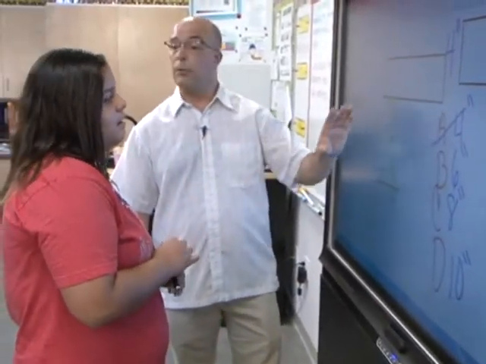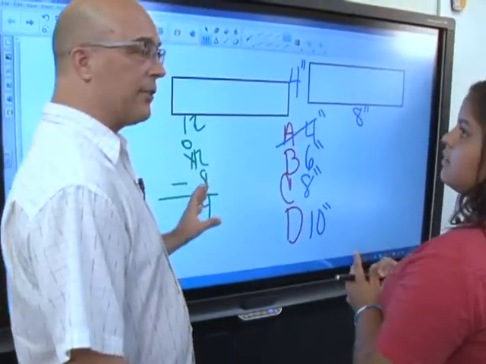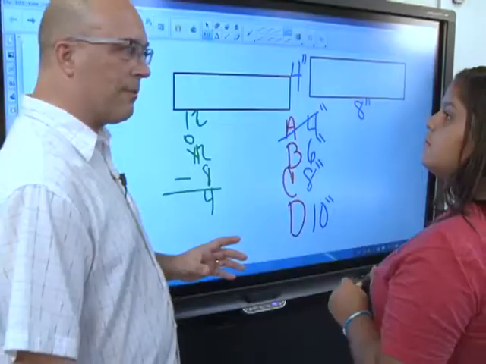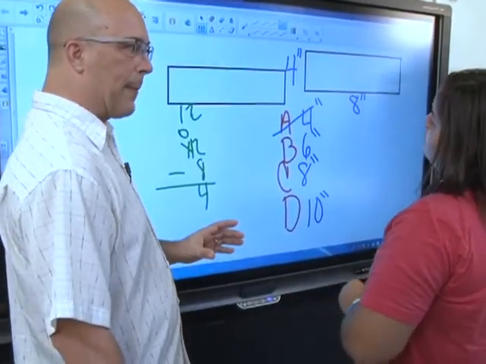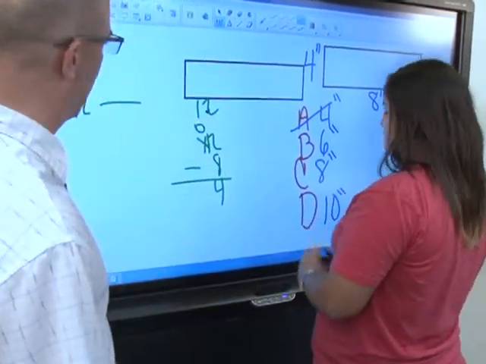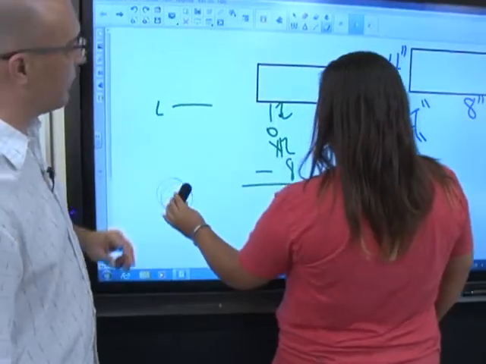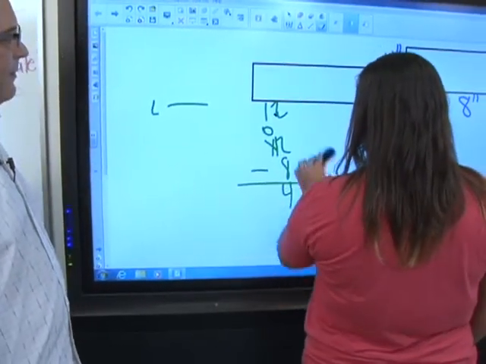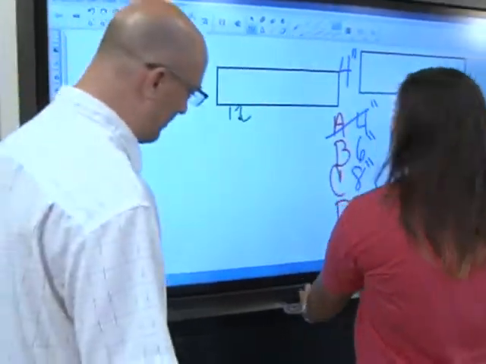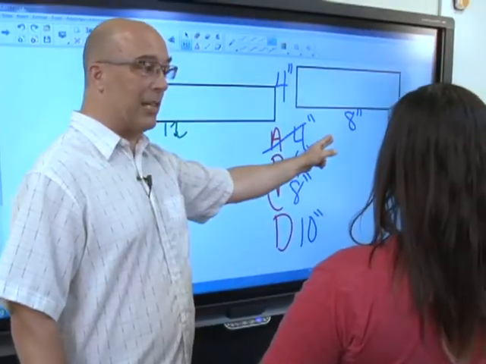Another way to do it is instead of just going one by one, we could solve this. What you could do is set up a proportion. Do you know how to do that? Why don't we get rid of all of this green that we've got? You can leave the 12 underneath the rectangle, though. All right.